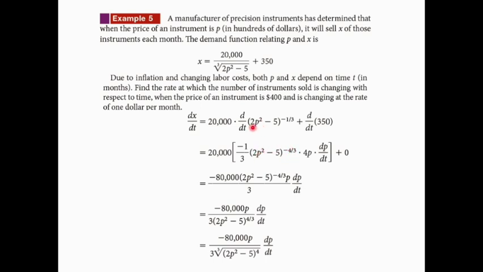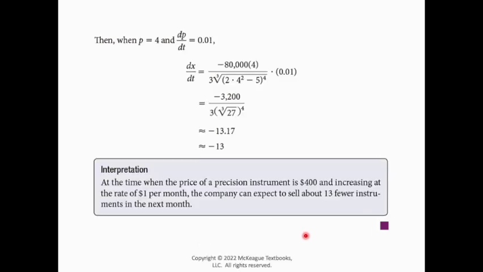Once when we took the derivative of this, and then a second time when we took the derivative of that inner function because we know p is changing with respect to time. Once we clean it up and we plug in our values, let me scroll to the next page. We know that p is going to be 4.